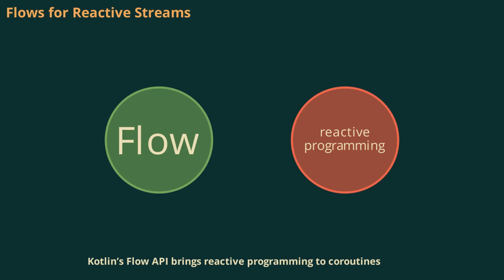Kotlin's Flow API brings reactive programming to coroutines, allowing you to handle streams of data in a declarative way.